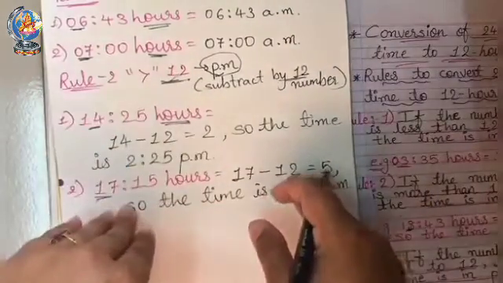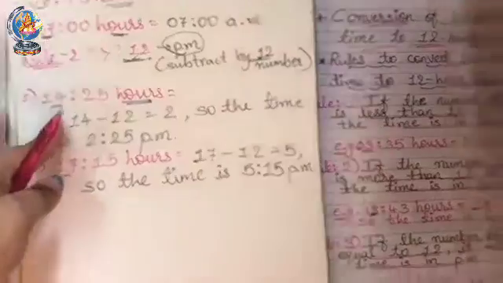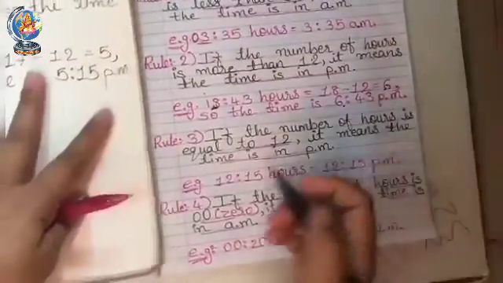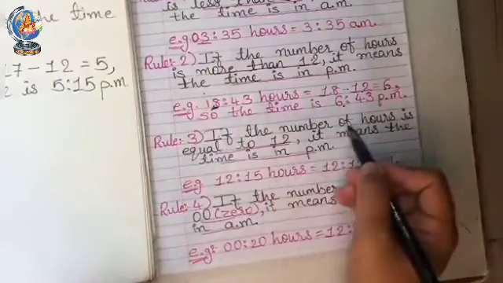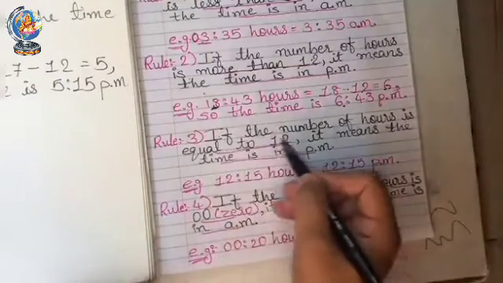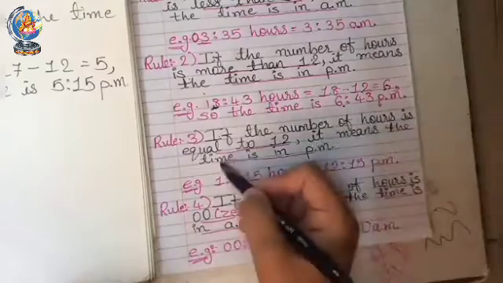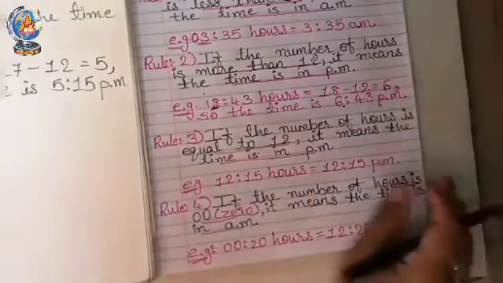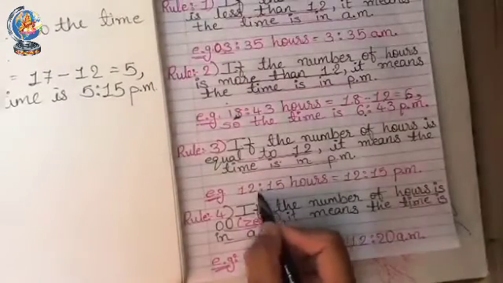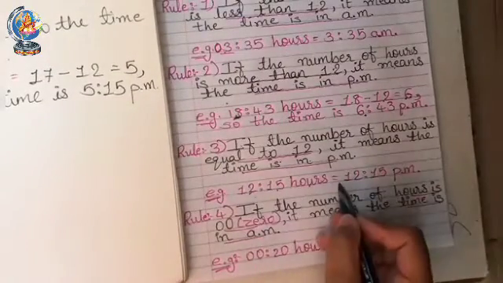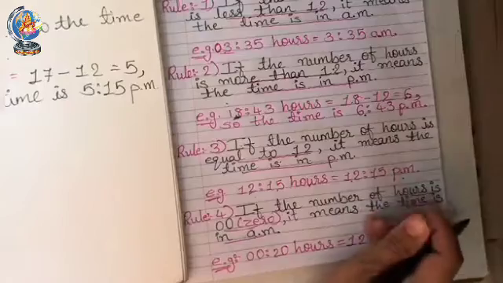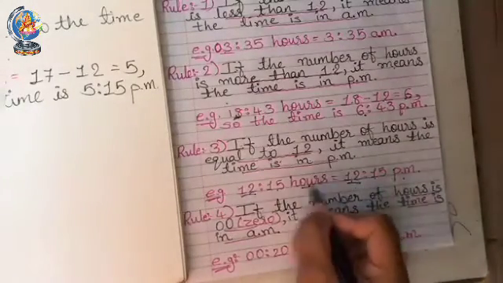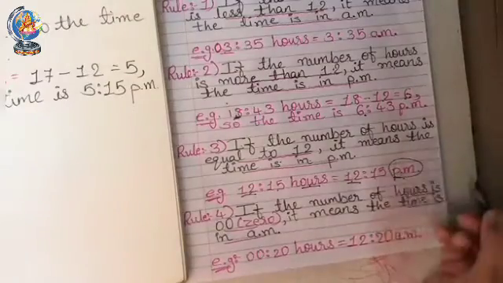Okay, now let's see rule number 3. What is rule number 3 given here? If the number of hours is equal to 12, it means the time is in PM. Equal to 12 only. Look, the example is given here: 12:15 hours is equal to 12:15 p.m. Simple. If 12 is given here, then we write 12, but instead of hours, we write p.m. Let me give you examples.